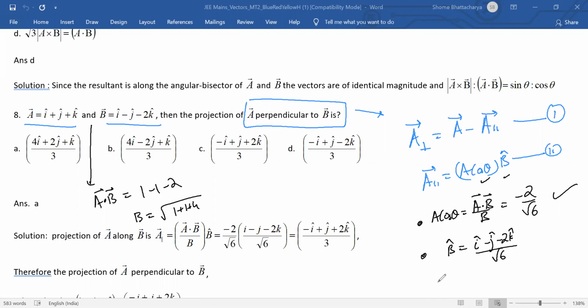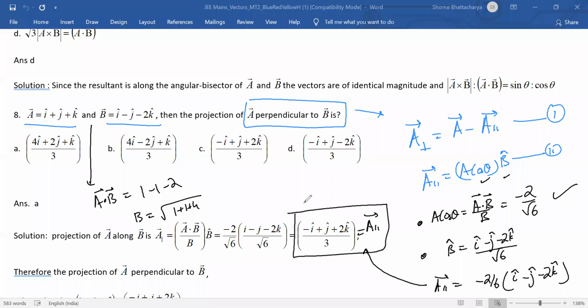So you will get A's parallel component as this into this. So that is minus 2 by 6 into I cap minus J cap minus 2 K cap. Okay. So this is our parallel component. Now the next thing you have to do is substitute this over here. So subtract this from this.